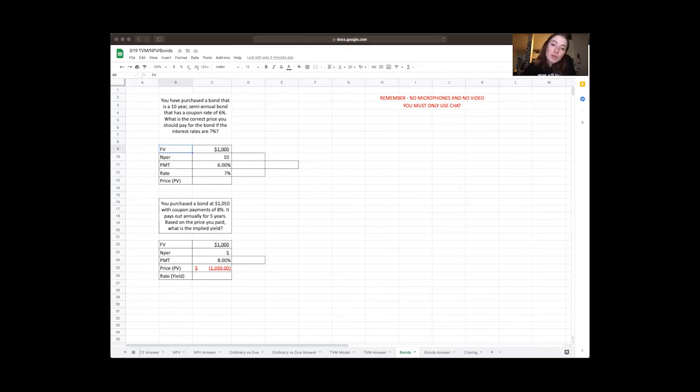So some of this you will see is the same as time value money, and there are some different concepts, which I won't be going over all of them now, but you will be seeing some of this as we get more into bonds. So the first problem says you have purchased a bond that is a 10-year semi-annual bond, and it has a coupon rate of 6%. What is the correct price you should pay for the bond if the interest rates are 7%?